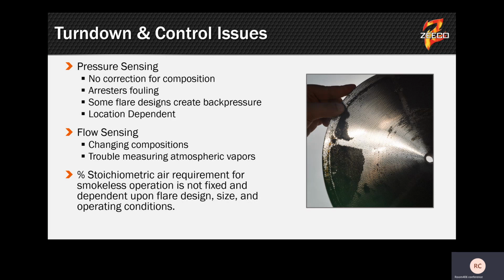Flow sensing, same thing. It does not keep up with changing compositions as you go to a multi-stream flare. And then measuring atmospheric vapors at the low tank batteries and such, it's very hard to sense those and to control your flare accordingly. And so the lookup table sounds great if you can actually give it good inputs. And then lastly, percent stoichiometric air requirement for smokeless operation is not fixed, and it's dependent upon flare design, size, and operating conditions. So it's real easy to put it on a chart and say, theoretically, this is where you need to be, but how do we control to that?